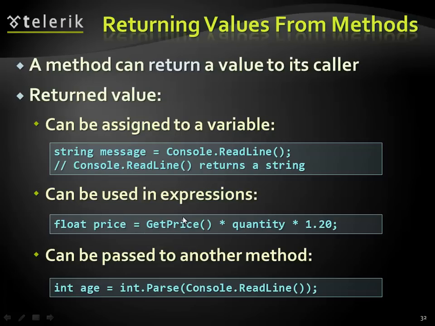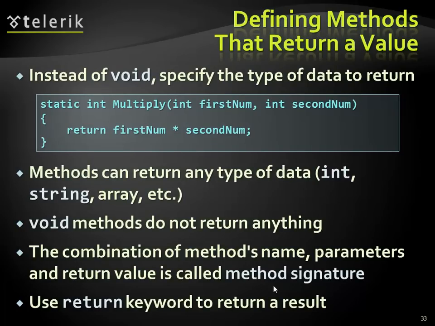Or here, for example, we have a method called getPrice, and we're just using its return value as part of the expression. Or here, like I just noticed, there is a readLine method that returns a string and we just take this value and put it into the int parse. And we've seen that many times. In order to return a value, all you have to do is use the keyword return. So we have a method here, again static, and now we are not using the void keyword, we're using the integer type. That means this method has to return a value of type int.